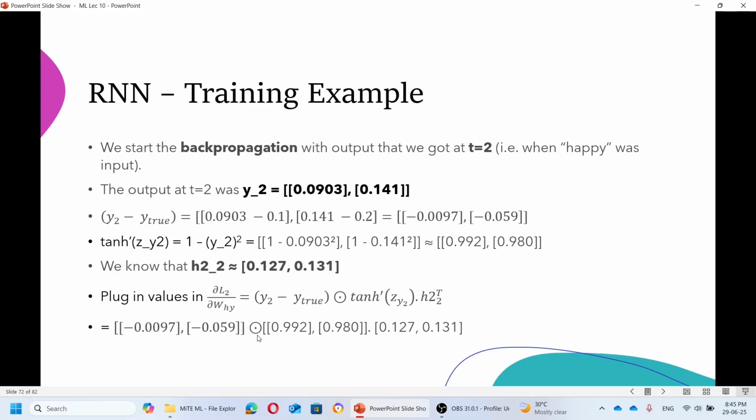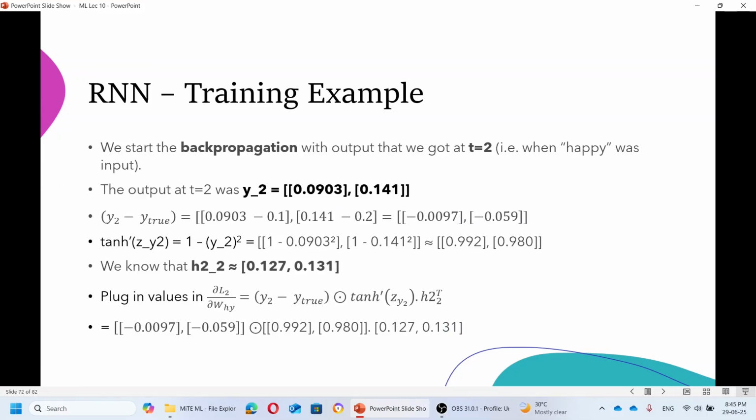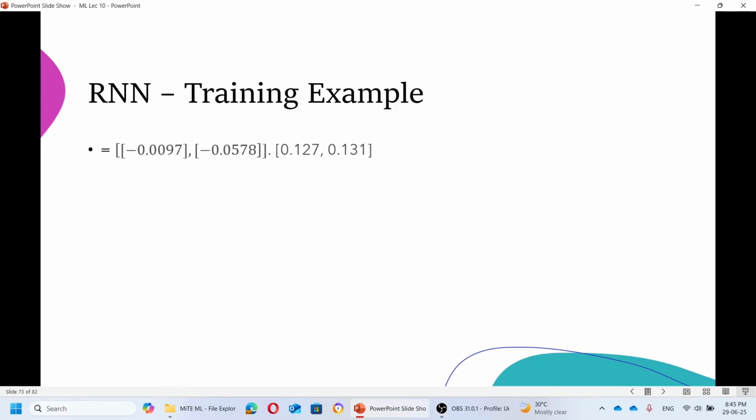So first of all, what we need to do, we find the Hadamard product of this one, multiply this one by this one and this one by this one, so we get the Hadamard product, and then we do the matrix multiplication. After this matrix multiplication, we finally get minus 0.0012, minus 0.0013 and this value over here. So this is after the matrix multiplication of these two vectors.